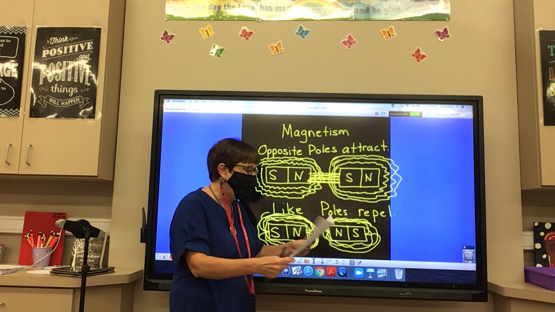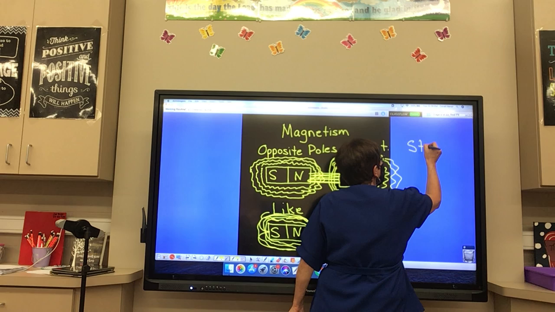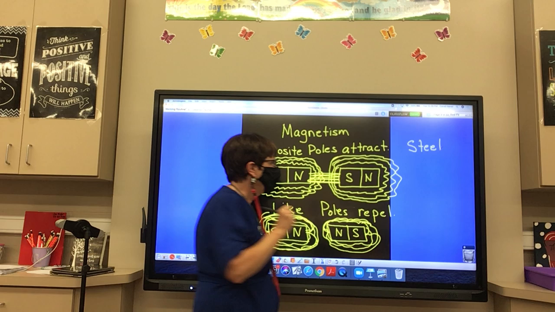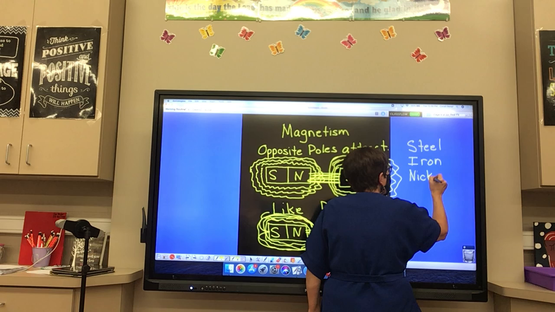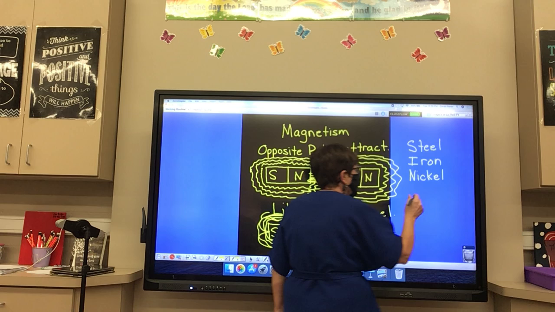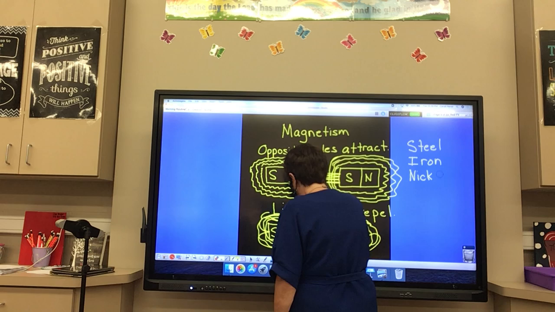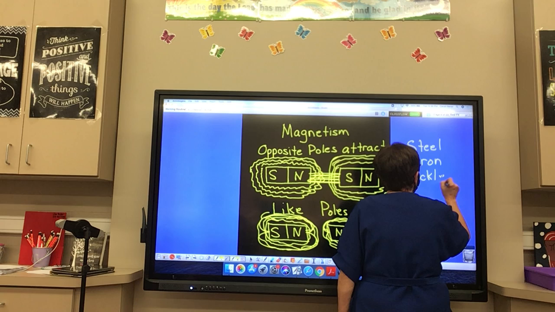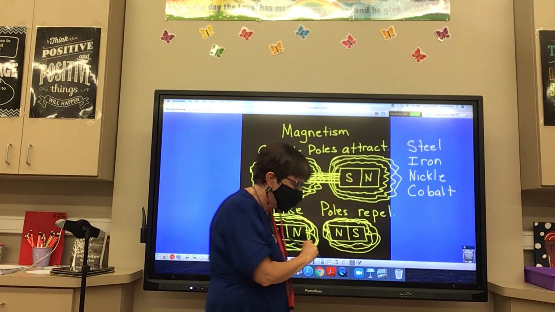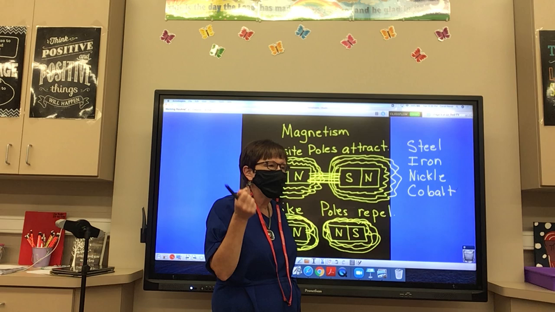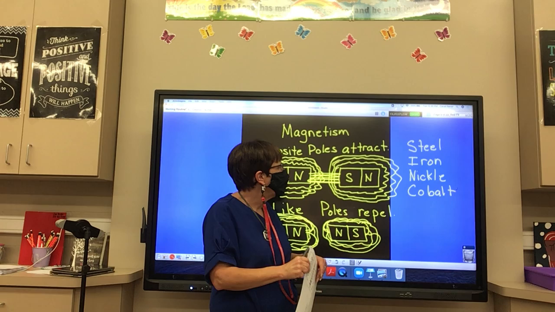Well, magnets only stick to these certain things. S is for steel. So a magnet will stick to steel. So let's write steel. They will stick to iron. They stick to nickel. And then they stick to cobalt. Oops, I spelled nickel wrong. Nickel and cobalt. Okay, so those are all types of metal that a magnet will stick to. You can kind of remember the acronym SINC, S-I-N-C, SINC. And so a magnet will stick to all those types of metal.